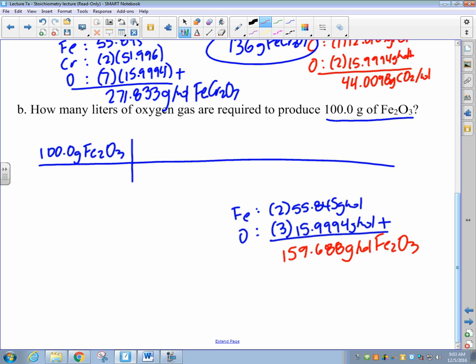All right, so on the bottom, to cancel out units properly, there are 159.688 grams of Fe2O3 per 1 mole of Fe2O3.